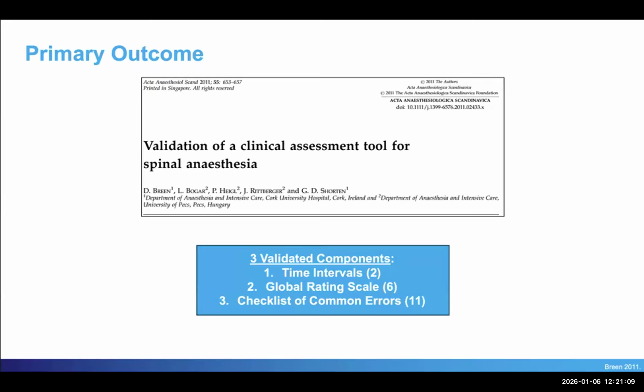And this metric basically looked at two different time intervals, a global rating scale score that looked at 6 different domains, and a checklist of 11 common errors during spinal anesthesia.